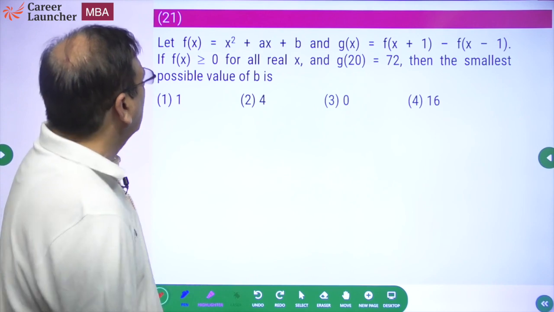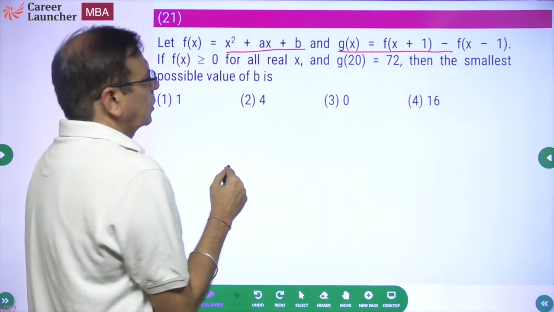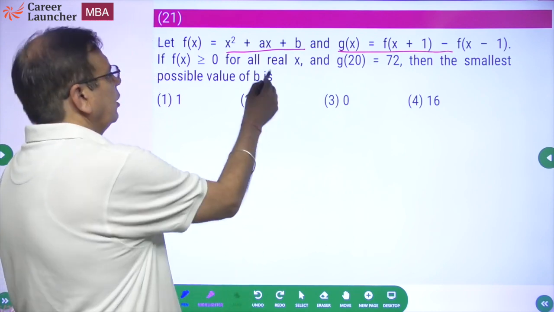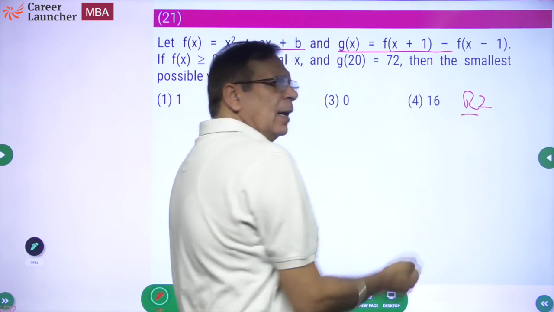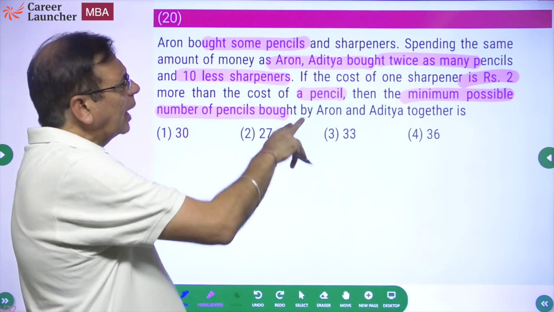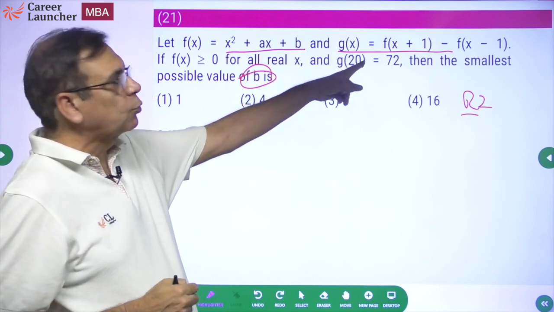Fx is equal to x square plus ax plus b. Gx is this. Okay. What is the smallest possible value of b? Round 2. Why round 2? हो जाएगा ये. Unlike the previous one, which is going to be calculation tendency, this also has calculation but somewhat similar. This is going to be more of tedious work.